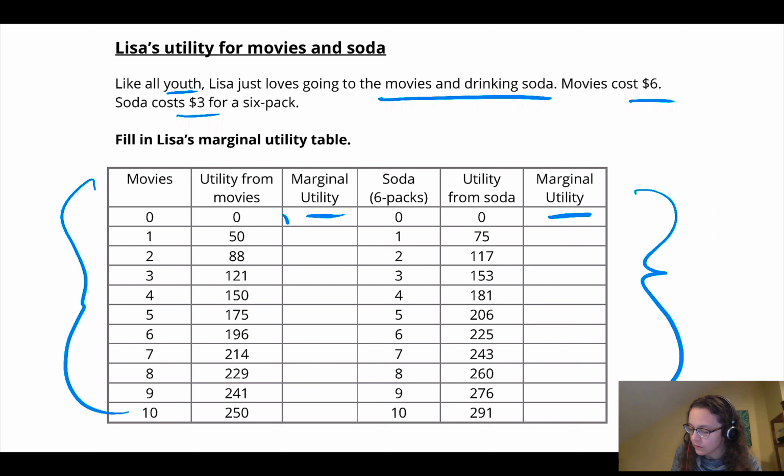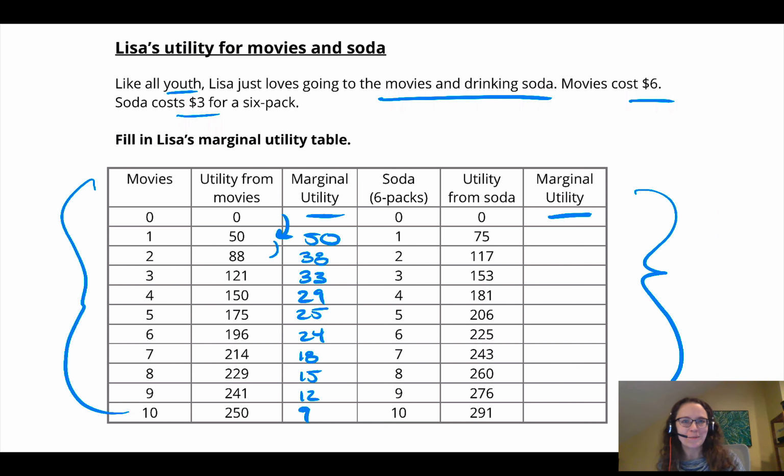So as Lisa goes from 0 to 1, her marginal utility increases by 50. As she goes from 1 to 2, it increases by 38. And we can keep doing this. As she continues, it increases by 33, 29, 25, 24, 20, 18, 15, 12, and 9. Get that mental math going.